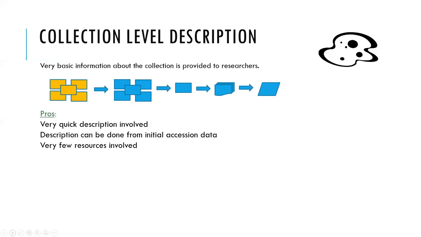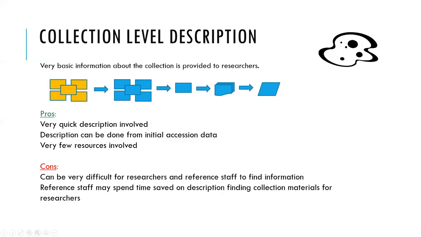So some pros, this can be described very quickly. Oftentimes the description can be done from initial accession data, and very few resources are involved with this type of description. There are some cons though. If a collection is described at the collection level, it can be very difficult for researchers and reference staff to find the information that they're looking for, and reference staff may spend the time saved on description finding collection materials for researchers.